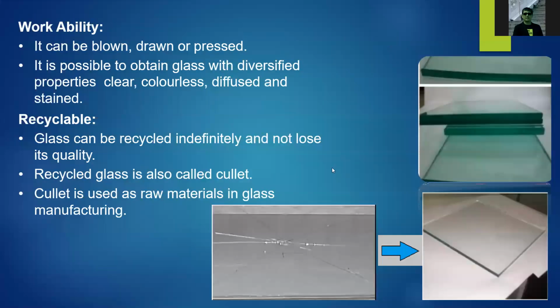Glass also has the characteristic of workability. It can be blown, drawn, or pressed, or shaped into different sizes. It is possible to obtain glass with diversified properties: clear, colorless, diffuse, and stained. Glass is very recyclable. So if you break the glass, you can melt it again and then form it into another type of glass.